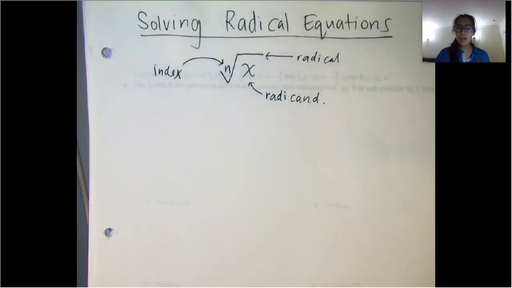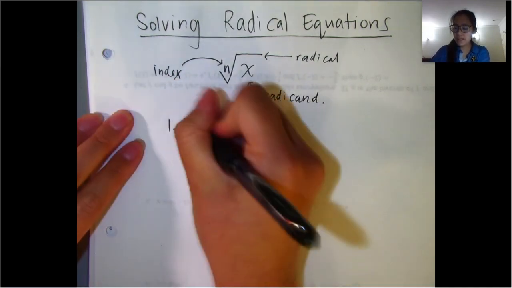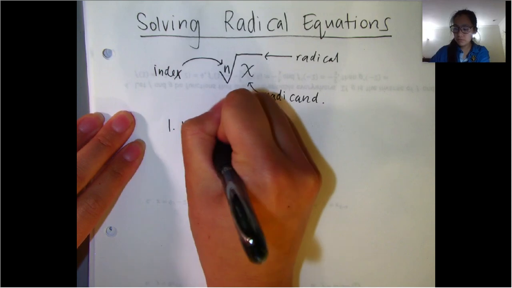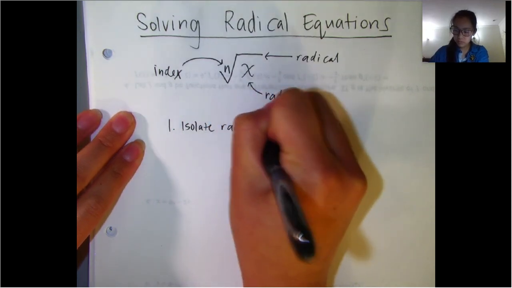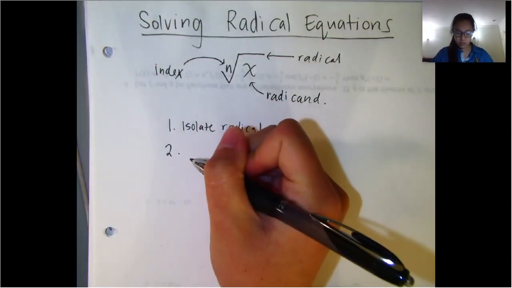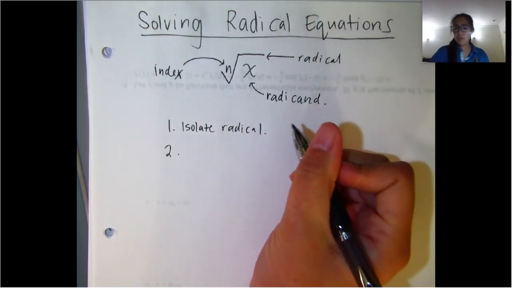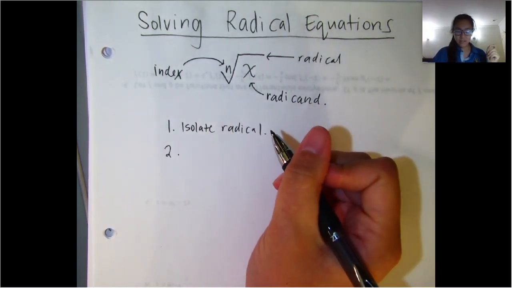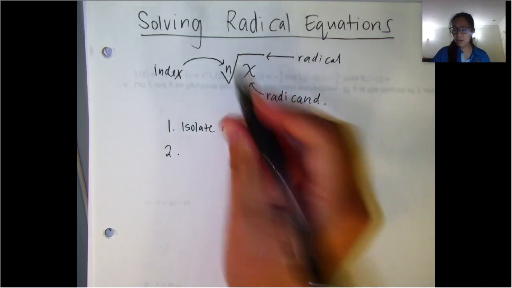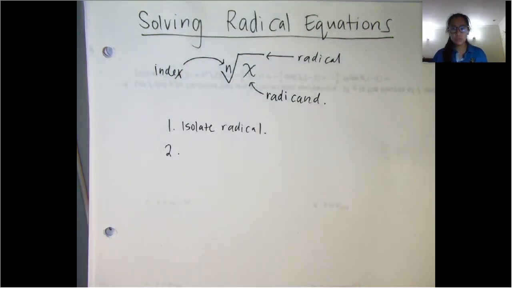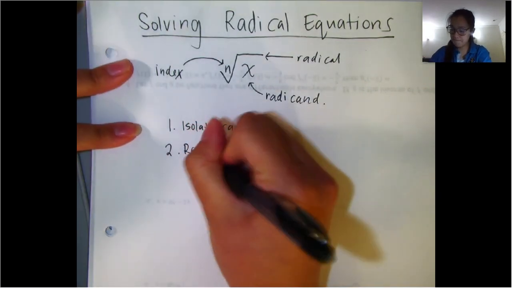So the general process for solving a radical equation, and this doesn't work perfectly every time, but generally: one, isolate the radical. Then raise each side of the equation to the index. So if it's a cube root, you're going to cube both sides to undo that radical.